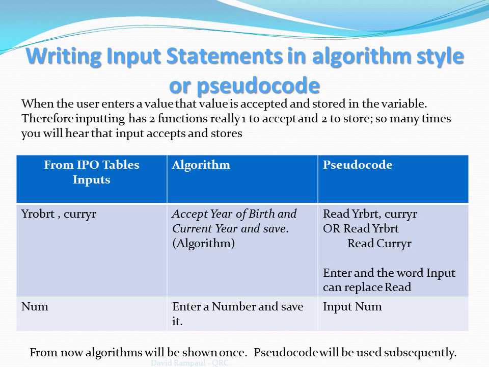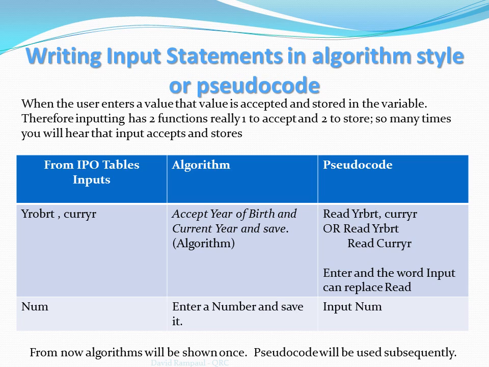Let's look at another one. Another one was to input num, which was from the IPO table. To write that in algorithm style, we say enter a number and save it. In the pseudocode, we say input num, because again we use the variable called num, and therefore in the pseudocode we should be following some sort of conformity and use the same name that we have used in the IPO table.